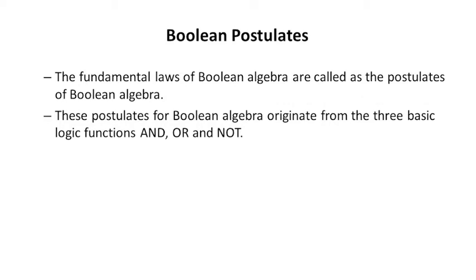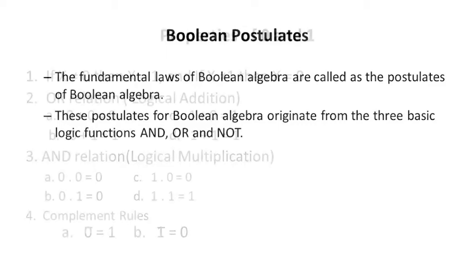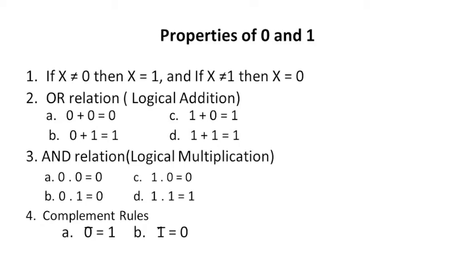Next heading, Boolean postulates. The fundamental laws of Boolean algebra are called postulates of Boolean algebra. These postulates originate from three basic logic functions: AND, OR, and NOT. The properties of 0 and 1: if x is not equal to 0, then x is equal to 1. If x is not equal to 1, then x is equal to 0.